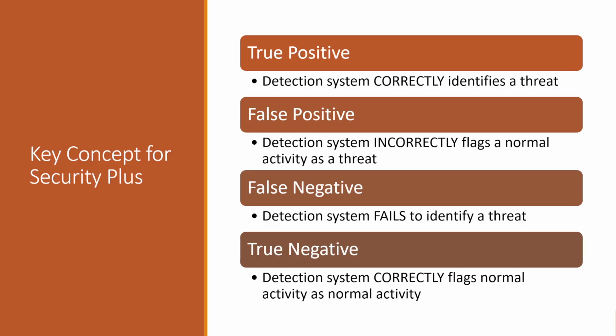Make sure that you understand key concepts like true positives. This is where the detection system correctly identifies a threat. A false positive, where a detection system incorrectly flags normal activity as a threat. So it might block something that needs to be going through. A false negative, maybe there's a threat and it fails to detect it. A true negative, where the detection system correctly flags normal activity as normal activity. Know these for the test.